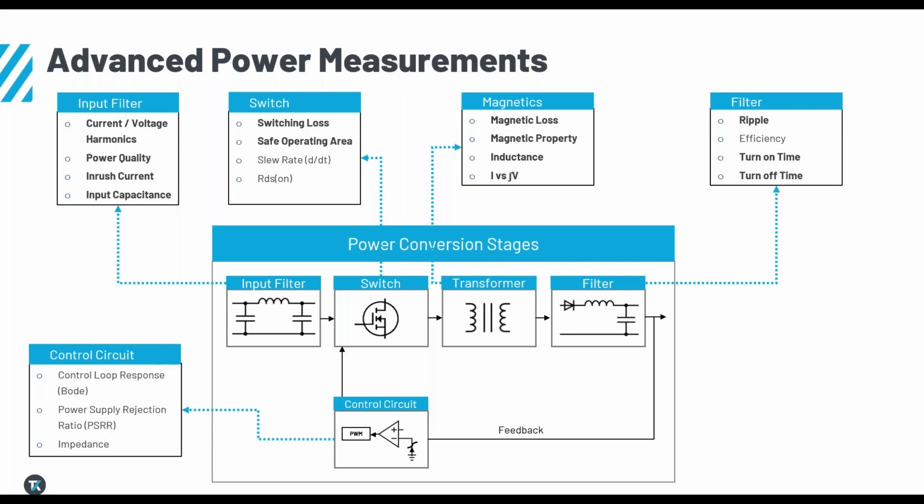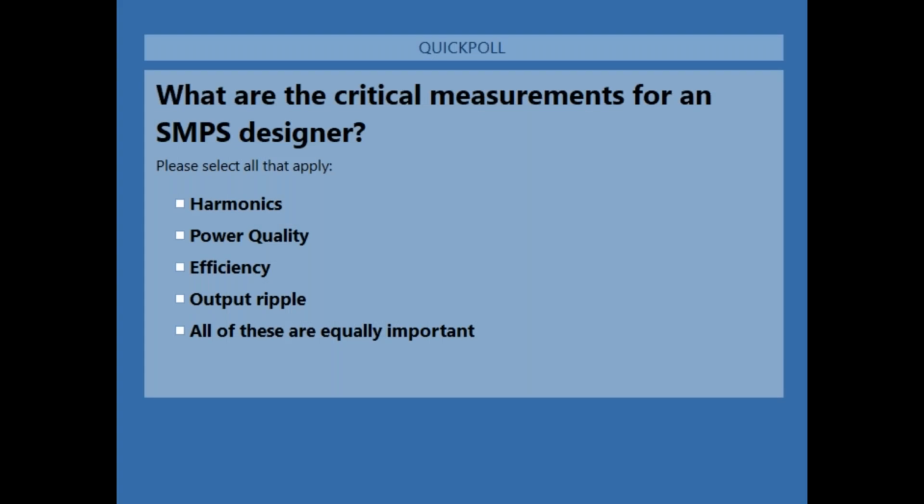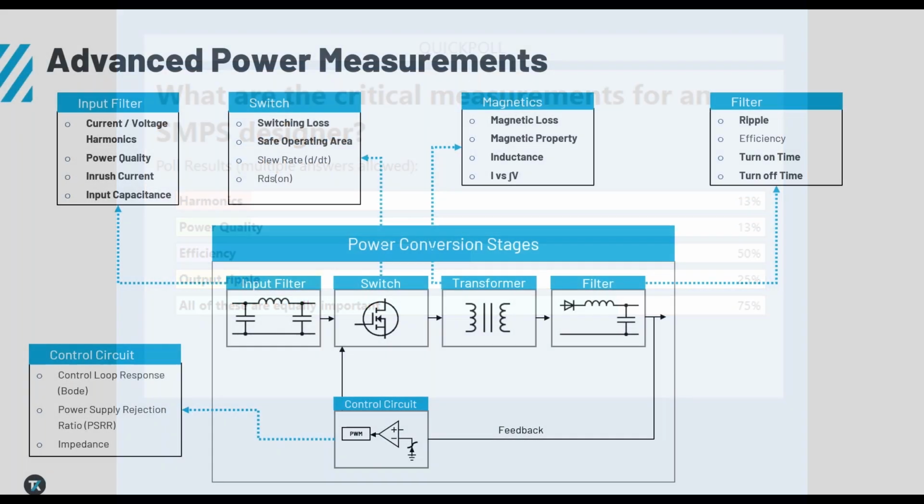Before I go into these real quick, Leon's got another polling question for the audience. All right, let me launch a poll here on some critical measurements, and the poll is now open. 75% here say all of these are equally important. We also did have 50% at efficiency as well. So that's very helpful. Thank you.